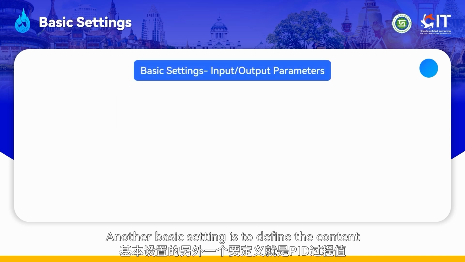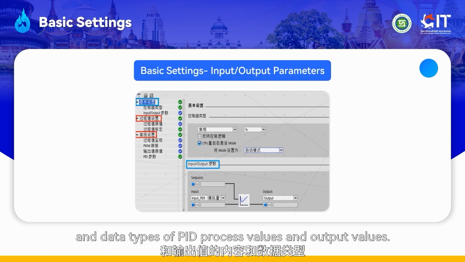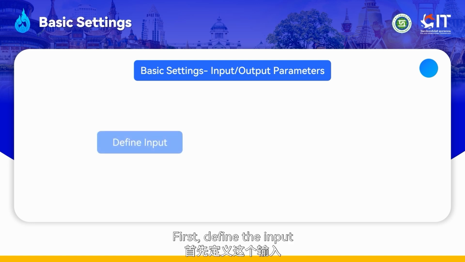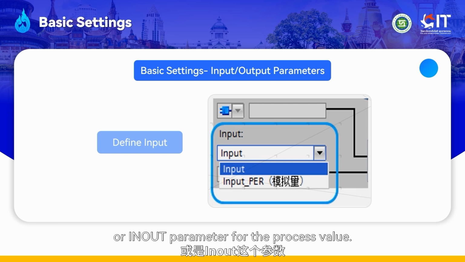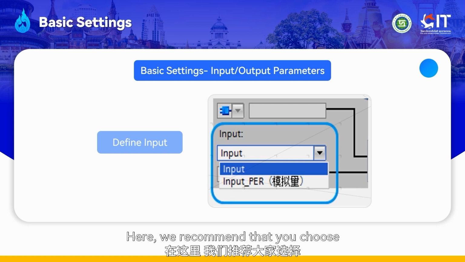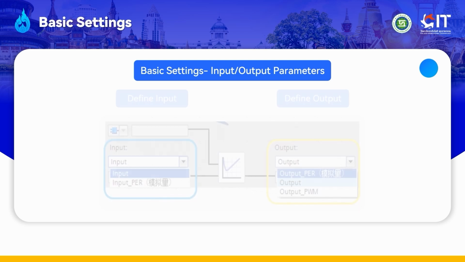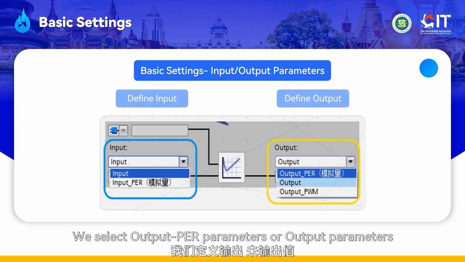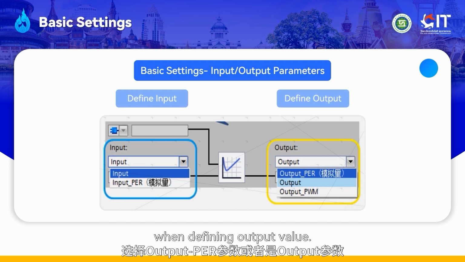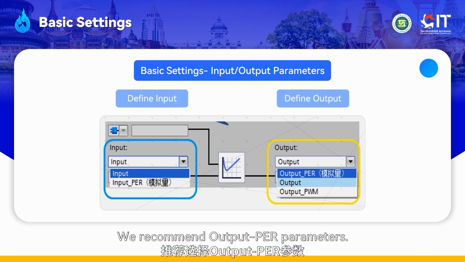Another basic setting is to define the content and data types of PID process values and output values. First, define the input and select the input per or in-out parameter for the process value. Here, we recommend that you choose the input per parameter. We select output per parameters or output parameters when defining output value. We recommend output per parameters.